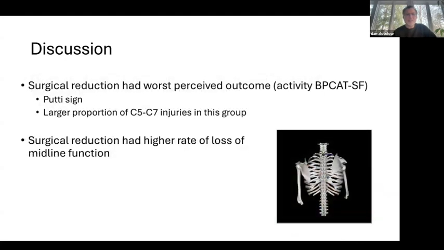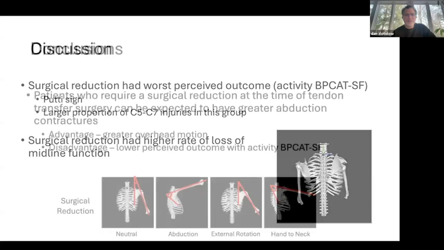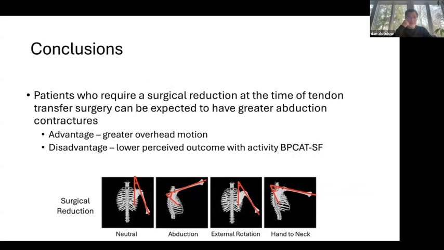So surgical reduction, we found, had the worst perceived outcomes in terms of patient satisfaction and in terms of their ability to carry out their activities of daily living. It worsened the putty sign, and there were a larger proportion of these patients that were in the C5, C7 injuries rather than just an upper trunk injury. So there's something about the injury of C7 that makes this even worse. So the surgical reduction had a higher rate of loss of midline function. And what's interesting is abduction plays a part of this.